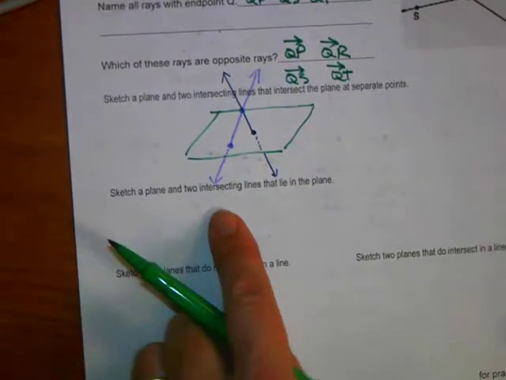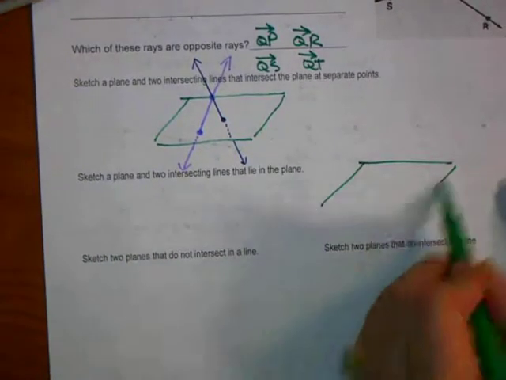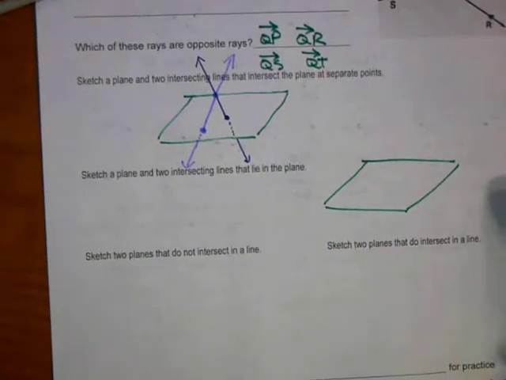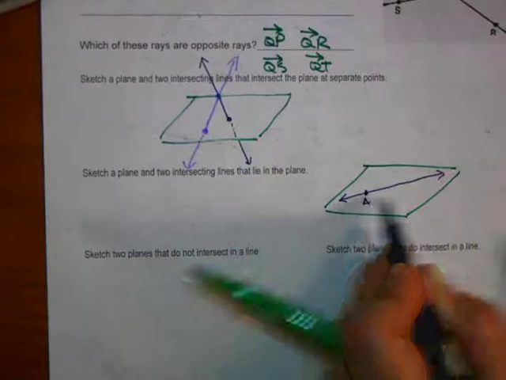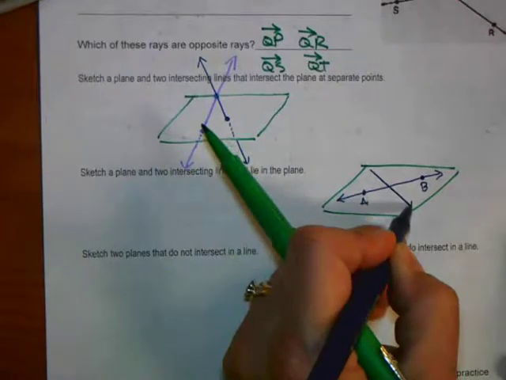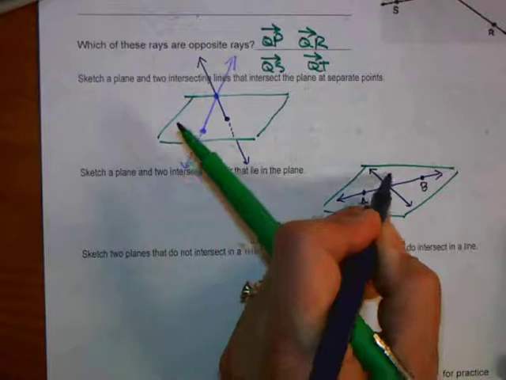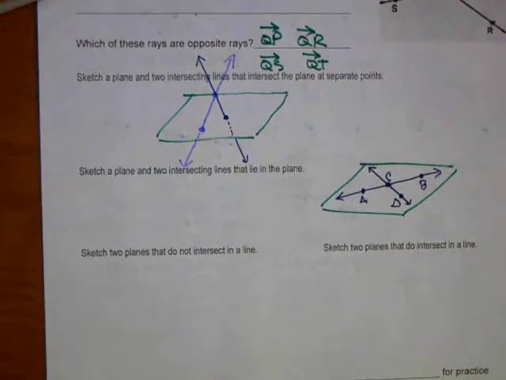Sketch a plane and two intersecting lines that lie in the plane. Okay, I can do that. Here's a plane. I'm going to draw a line right on here, and I'm going to show that it's on the plane with some points. And then it doesn't really matter, just draw another line like here. Let's represent that with point C and maybe point D here. Make sense?